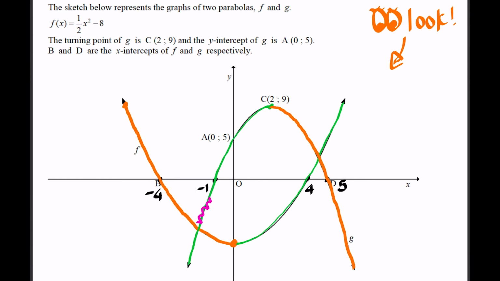If I look over here at my graph G, what I've just scribbled over in pink, while that graph is increasing, this graph is actually decreasing. So that eliminates that part. If I look over here, you can see I'm scribbling in pink. The graph of F is increasing, but the graph of G is decreasing. So where are they both increasing?